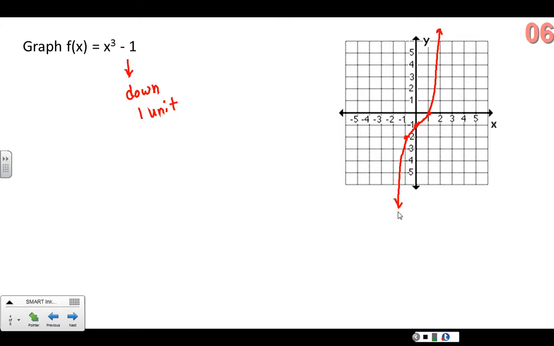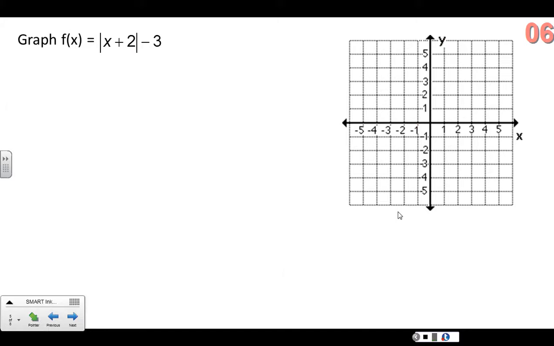Let's do another one. F of x equals the absolute value of x plus 2 minus 3. So as you can tell, we're dealing with the absolute value graph. Before we even get started with trying to graph this one, let's think about what the absolute value graph looks like.